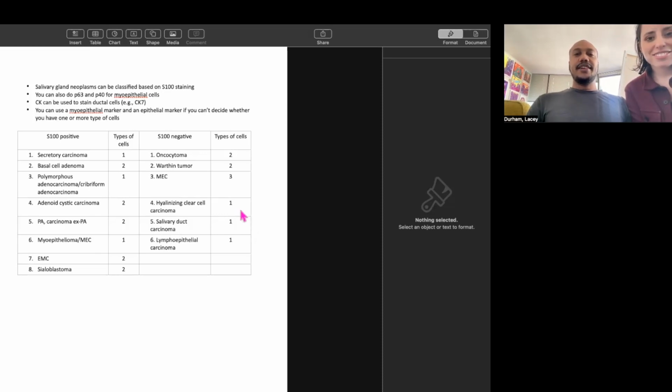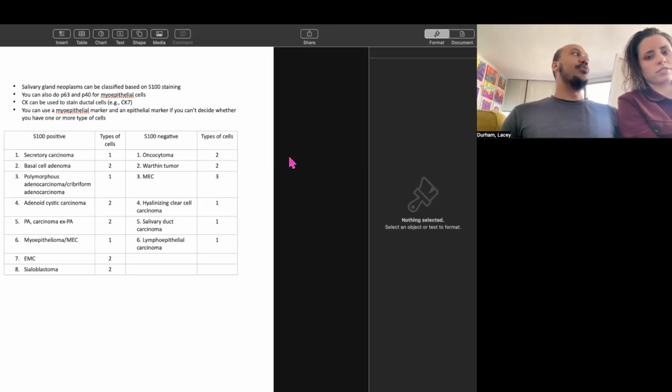So salivary gland neoplasms, generally, if you have a resection, making a diagnosis in most cases is not that hard. Correct. However, if you have a small biopsy, it becomes extremely challenging because a lot of these neoplasms can look similar. Why? Because you have entities like pleomorphic adenoma. It's called pleomorphic because it can look like a lot of other stuff.